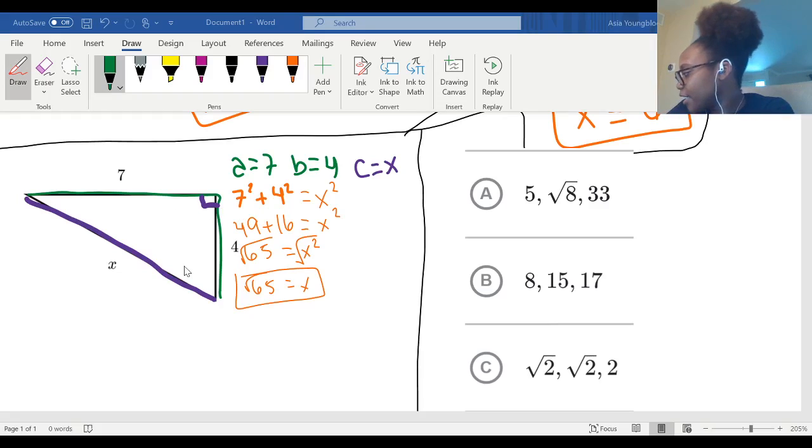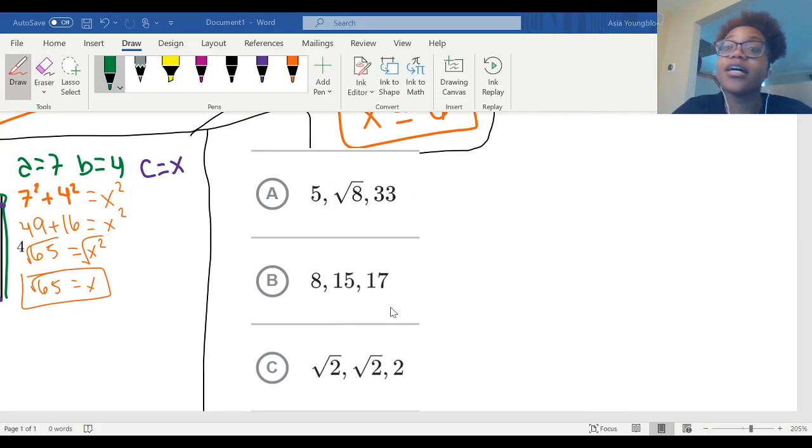If it adds to 180, 180 minus 90 is 90. So the remaining 2 angles have to add to 90. So they have to be less than 90. Long story short, the longest side length is always going to be the hypotenuse. That's basically what that means. So they were kind enough to always put the answers in order from least to greatest.